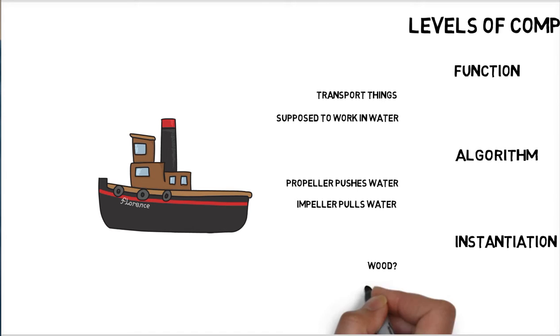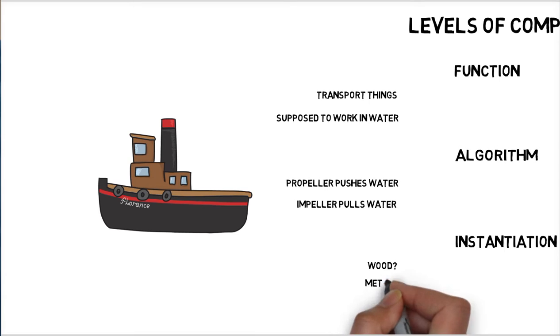Finally, the instantiation level explanation identifies the physical manifestation of the algorithm. For example, let's say we choose to make a boat that has a propeller mechanism. We can make that mechanism out of metal, fiberglass, wood, etc. If we were to make a propeller out of metal, the parts would come together in a very different way than if we were to assemble it out of wood.